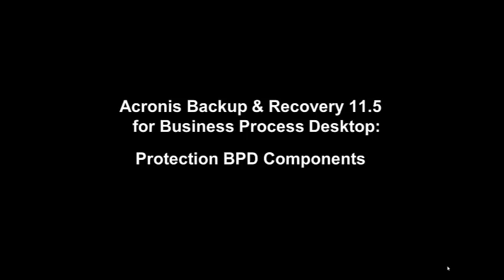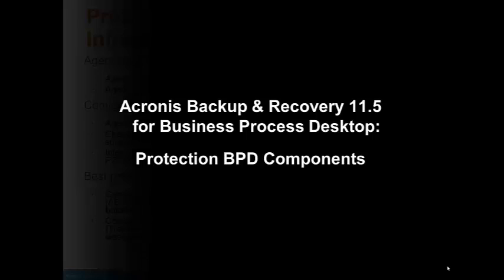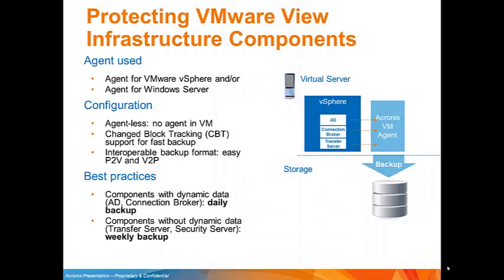Let's get into some more specifics and look at how the individual components should be protected in the VMware View Business Process Desktop. First, let's look at the infrastructure components, and these are really a number of things. They are the Active Directory server, the VMware View connection broker, the transfer server.